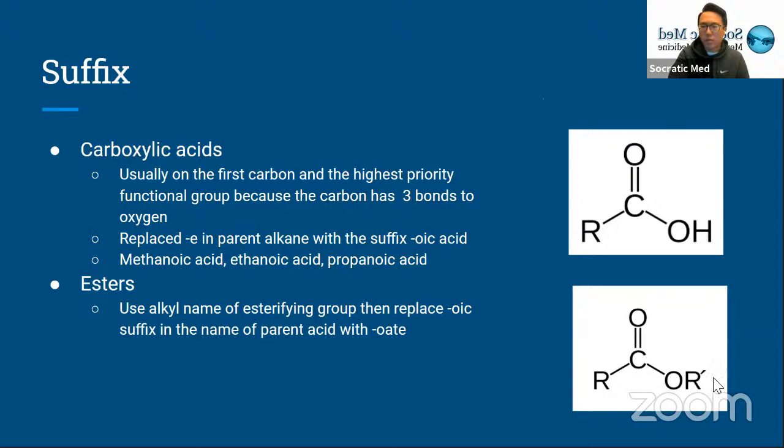And on the right is just the general structure of an ester group. So you can see the left half of this molecule is the structure of a carboxylic acid, and then on the right is the structure of an alcohol group. And when those two react with each other, they create this ester molecule.